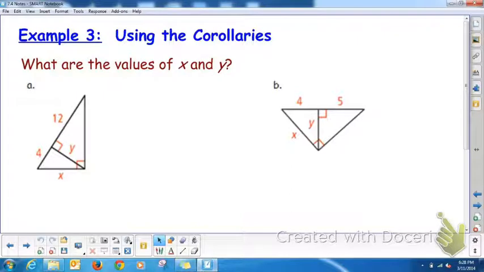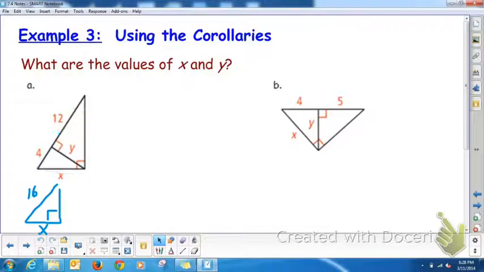Let's try some. It might be easier that way. So, what are the values of x and y when we use algebra? We want to draw these triangles separate. And again, you want to make sure that you are doing that. You have this larger triangle here. In this bigger triangle, I know that the base leg is x, and the hypotenuse is 4 and 12, so it's 16. And this is my right angle.